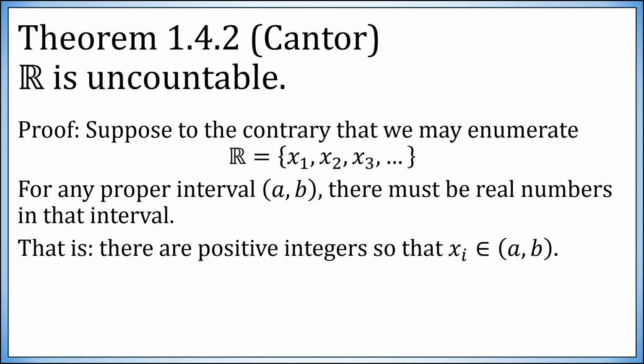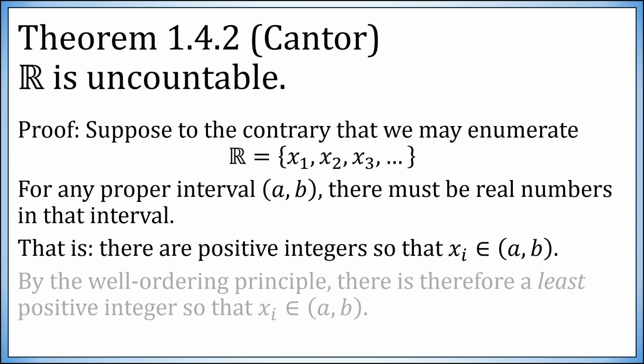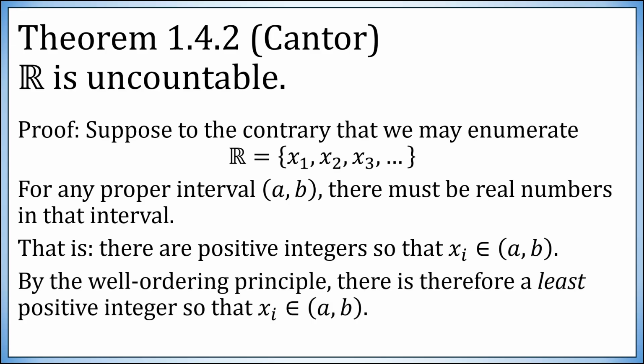Because remember, every real number is one of these x sub i's. So if you find a real number, it must be in the list. So the real numbers that are in between a and b are in the list. But by the well-ordering principle, there is in fact a smallest index, x sub I, so that x sub I belongs to the interval from a to b. We're going to use this argument as part of an inductive construction in just a minute. By assuming the real numbers may be listed out, for any proper open interval, there is a first term in the sequence that belongs to it.